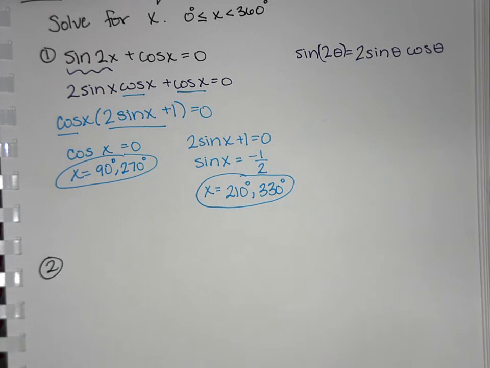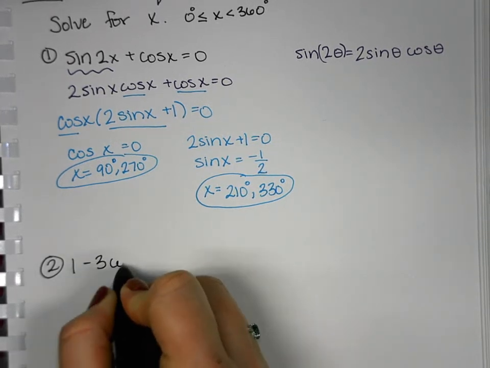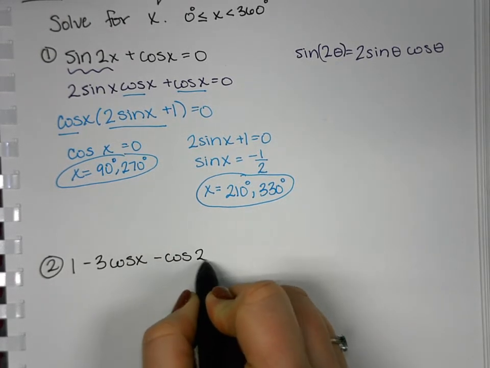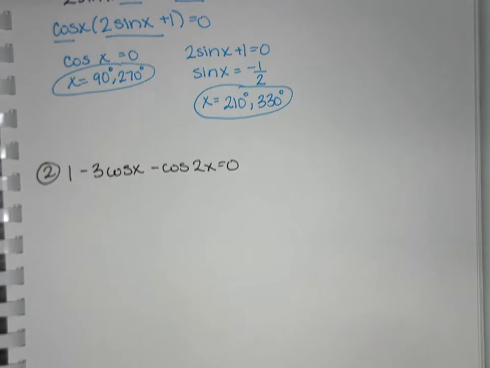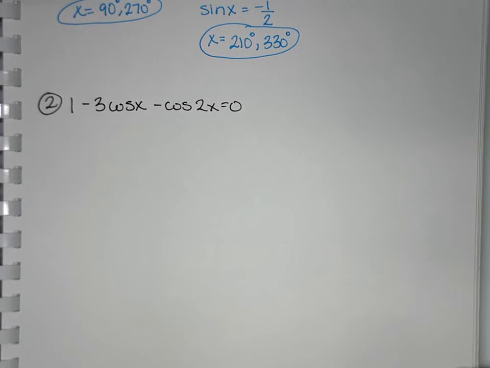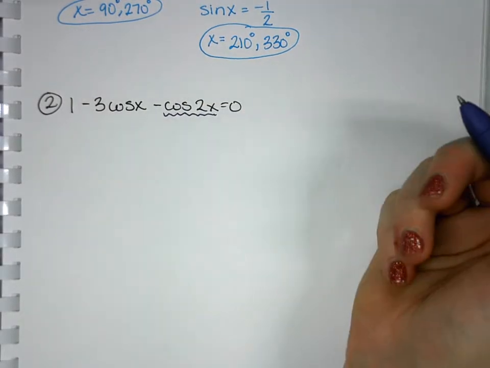Okay, the second one, 1 minus 3 cosine x minus cosine 2x equals 0. So again, when I look at this, first thing I notice is that I again have a double angle. Because we're learning about double angles right now, we're going to see those a lot.